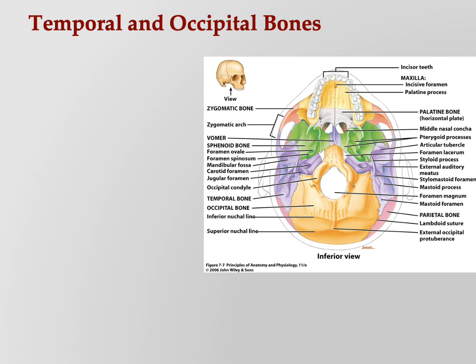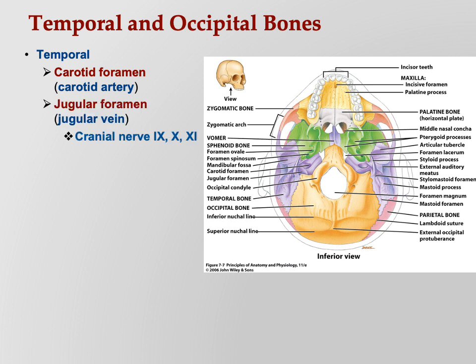Okay, looking at the temporal and occipital bones still. In the temporal bone there are two openings, the carotid foramen and the jugular foramen. The carotid foramen is for the carotid artery. That takes most of the blood to your brain. So if we were in class, you would have models, you would have skulls, plastic skulls, and I would be showing you these holes on the plastic skulls. Unfortunately, we can't do that.